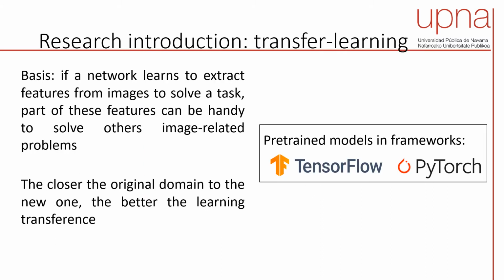The basis behind the transfer learning approach is that part of the more general features that the network has to learn to solve the first problem can be of use to solve the second one. The more similar the two domains, the more features the model can reuse. The main frameworks to develop deep learning solutions offer easy access to already pre-trained models over popular datasets. These networks can be an excellent starting point for other researchers to build their own solutions.